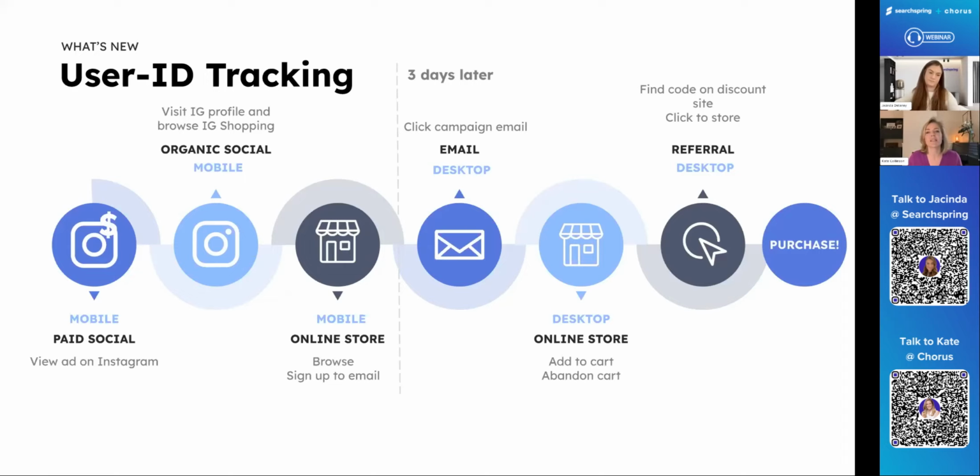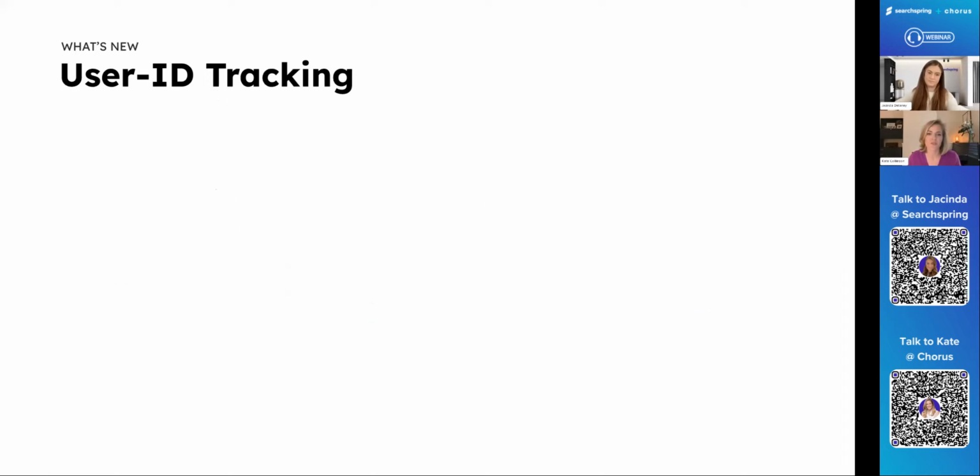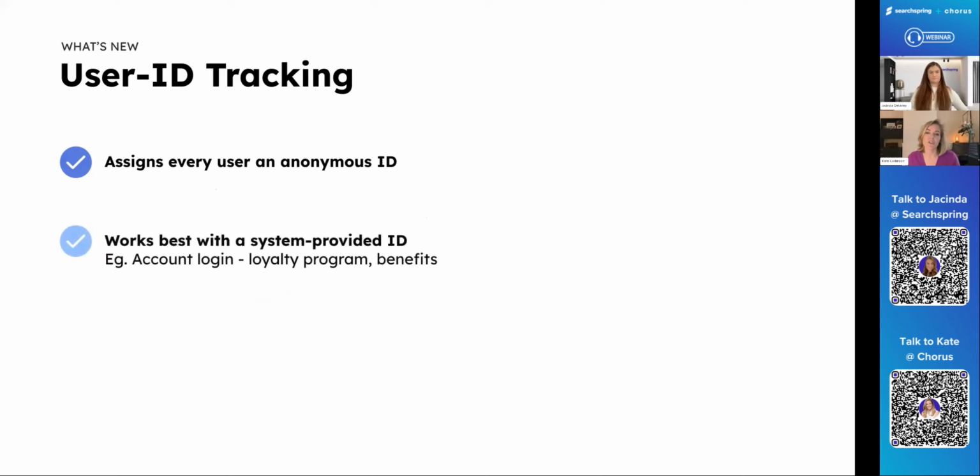Well, user ID tracking is what is helping to solve this. So user ID was definitely present in UA, but it's much more developed in GA4. GA4 associates each user with an anonymous ID. This isn't an email or any other data that we might have in our CRM or our e-commerce platform. And this works best when a user is logged into their account. GA4 will actually stitch together the data if the user logs in mid-session as well.